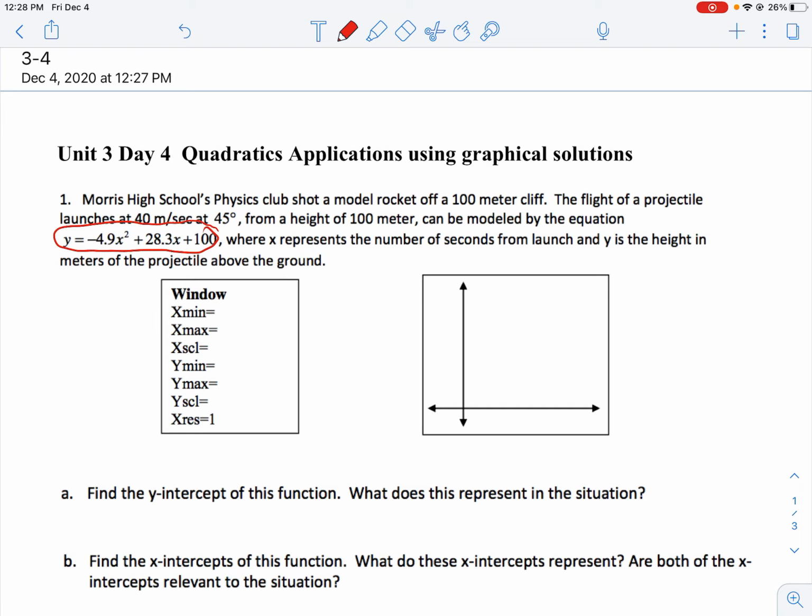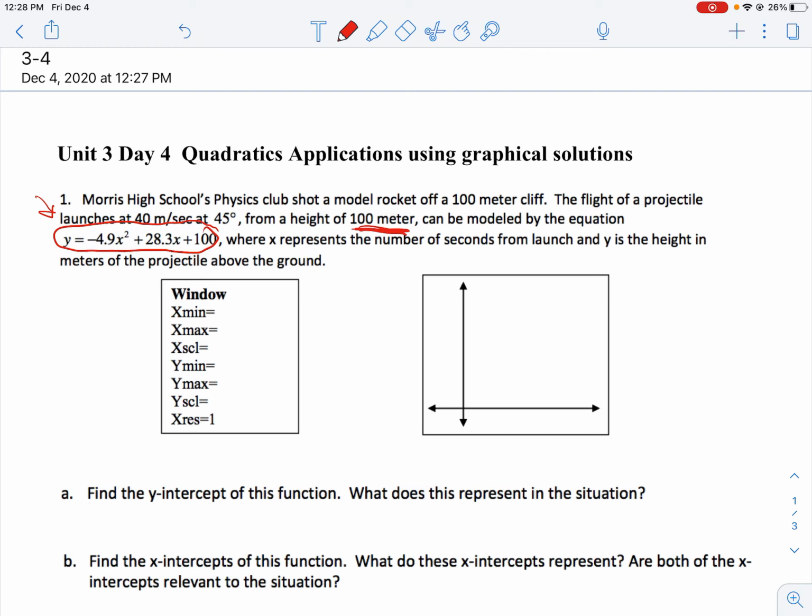Okay, now in order to set our window, okay, to make sure that we got everything that can fit. Well, first, let's talk about our negative x and y values, okay? So as we read the problem, we're talking about this physics club that's shooting off a rocket. It launches at 40 meters per second at 45 degrees, from a height of 100 meters. We're not really concerned about all that. We're concerned more importantly on this right here, and then obviously the equation I got circled. This other stuff is kind of physics stuff, and we won't be dealing with that.